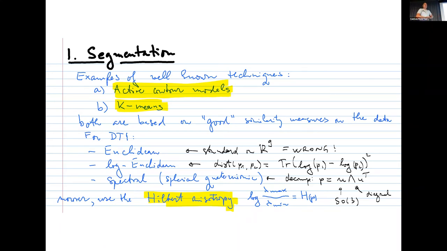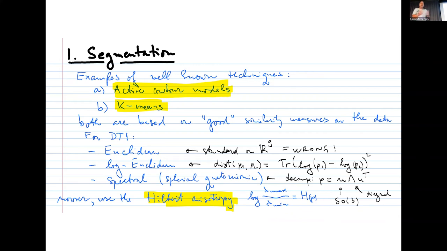Therefore, they very quickly found an ingenious way to make it much better. And that's what they call the log Euclidean norm. And the P1 and P2 are two 3x3 matrices, right? So that's two quadratic forms.